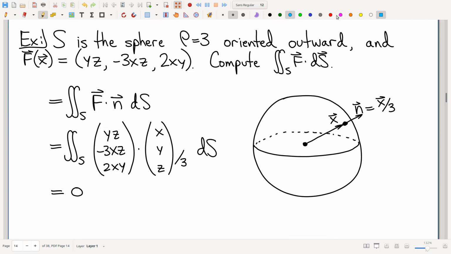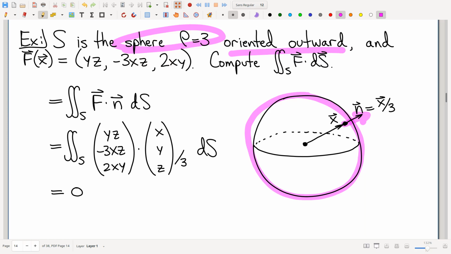Here's an example. We have this sphere. It says here oriented outward. So our normal vector is outward because it says so. Not because you have to, not because a sphere is intrinsically outward. It's not. Because it says so. All right, that's where that orientation comes from.